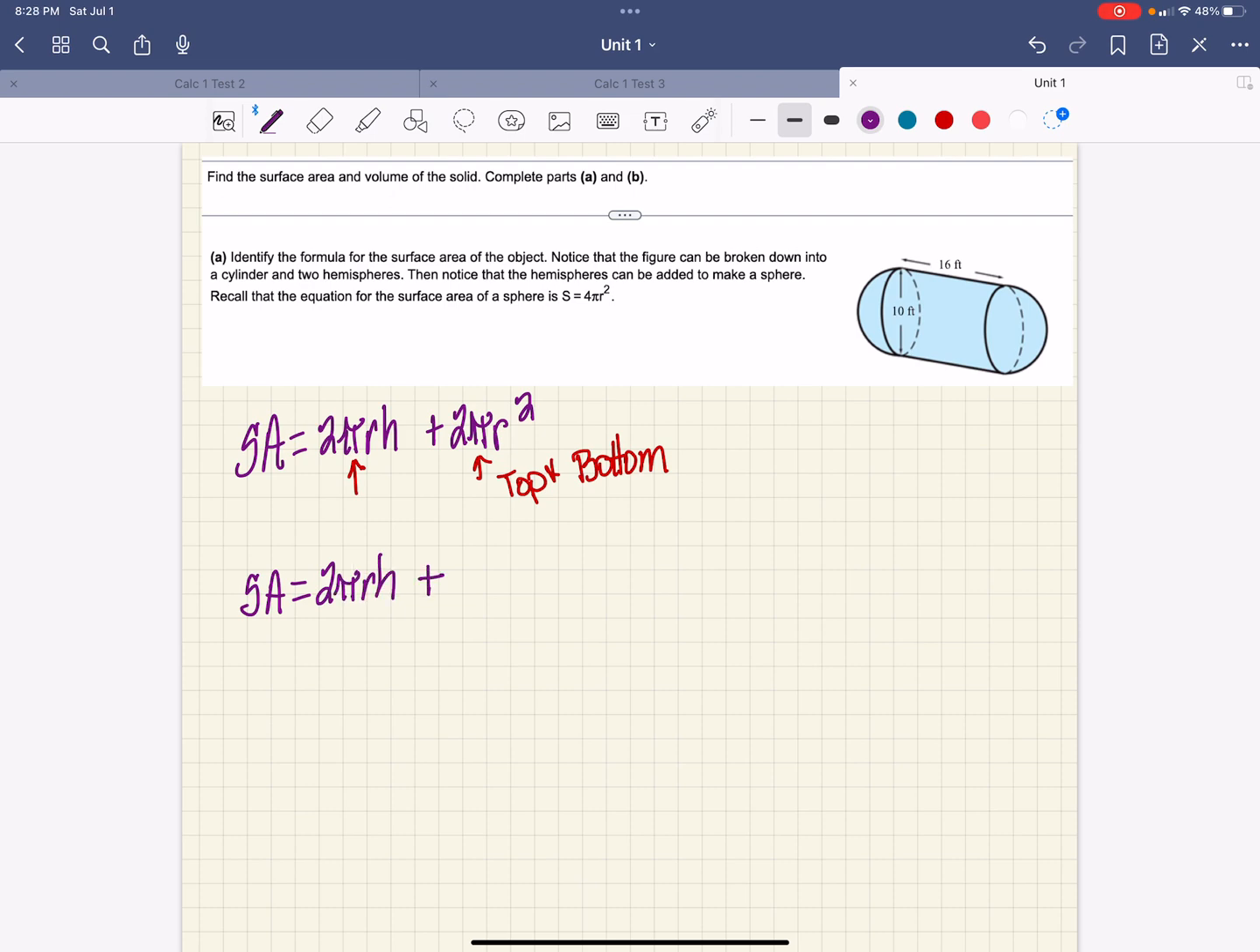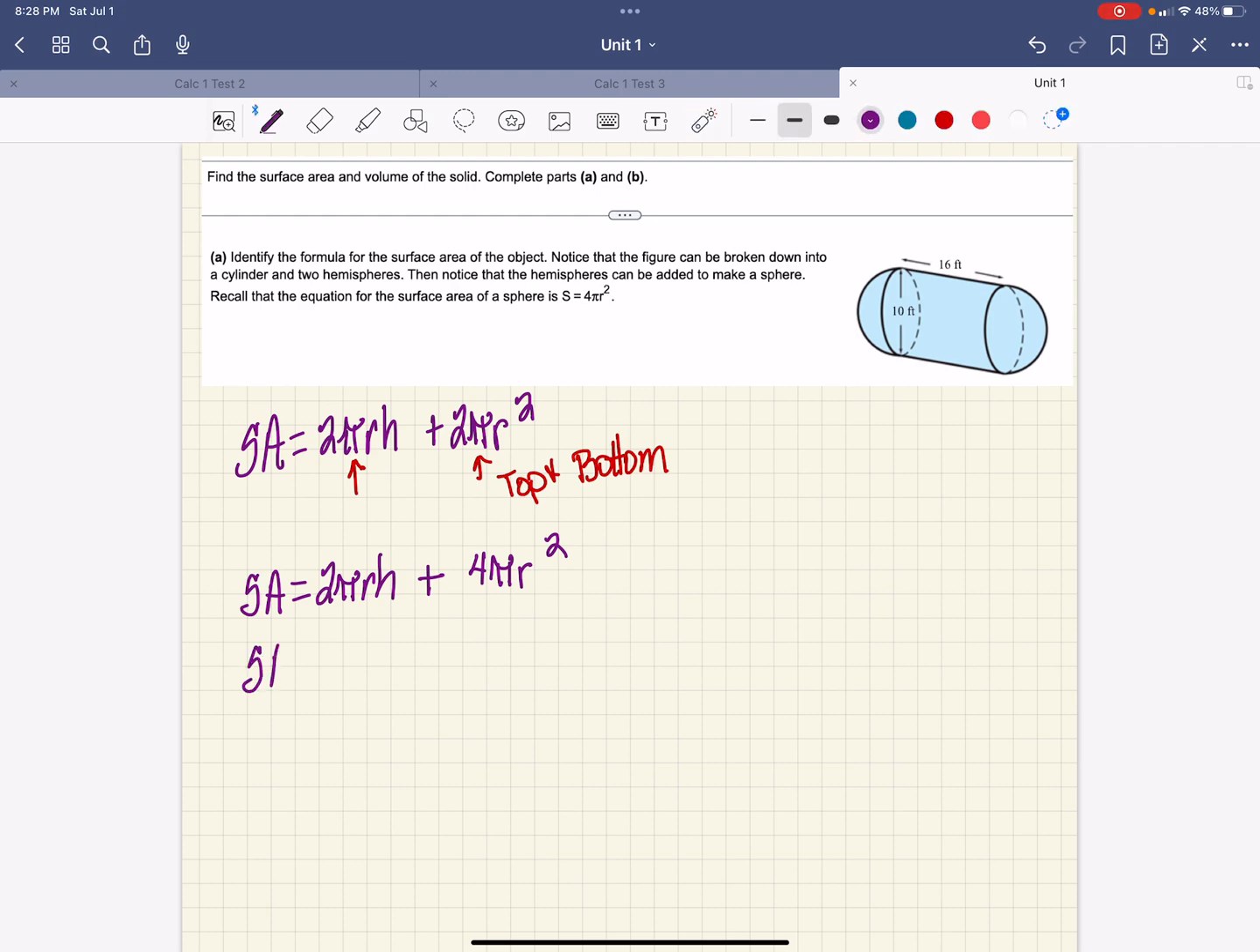Then I want the surface area of a sphere. The surface area of a sphere is 4 pi r squared. The surface area of a sphere is going to cover this part and this part. So now I think we have all of our information.